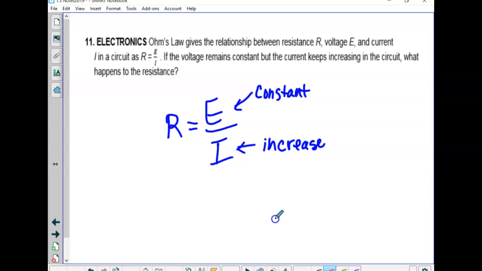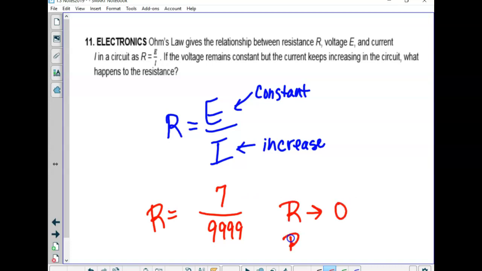Anybody get what they're getting at here? If the top stays constant, I'm going to pick 7. Seems like a lucky number today. And the bottom were to increase, like it were to get really, really big. Yes, the resistance would get really tiny, because this graph approaches 0. Okay, the resistance would get tiny or approach 0. It would decrease infinitely towards 0.